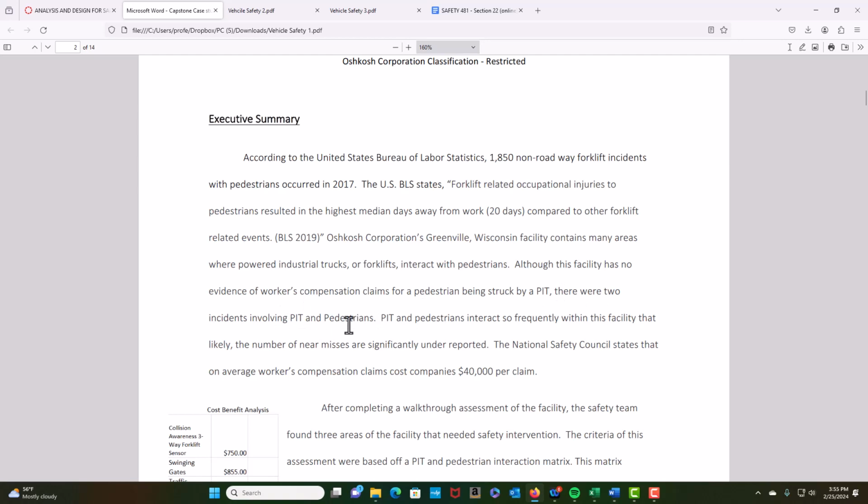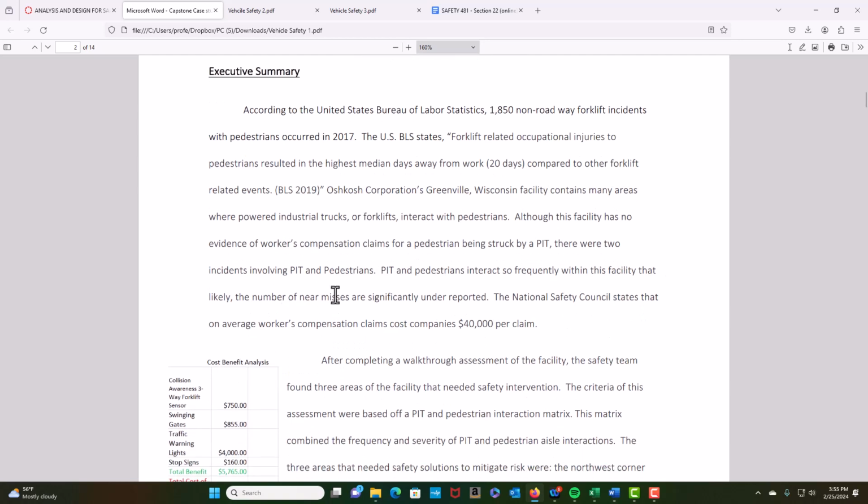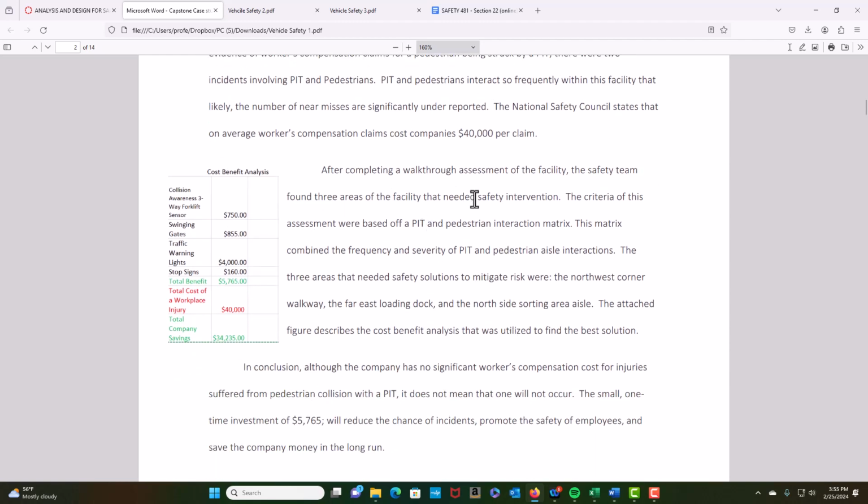Okay. Well, is that a reliable number? I don't know. After completing a walkthrough assessment, the safety team found 3 areas of the facility that need safety intervention. Okay. The criteria for the assessment were based off PIT and pedestrian interaction matrix. Okay, so there must be some kind of scoring system. Let's see. It'd be nice if they reported what that was.